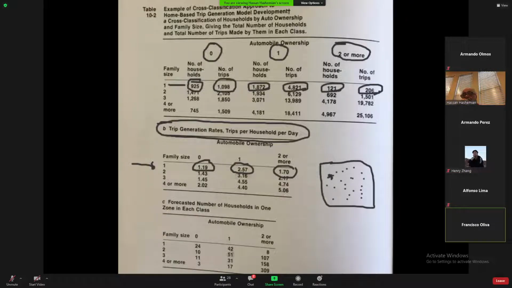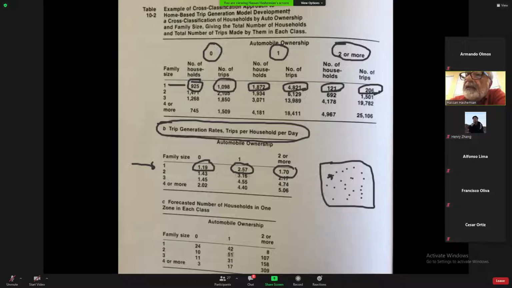Is it because there are fewer houses with 2 cars or more? Yeah, when the sample size is small, anything can happen. For instance, we have only 121 households having 2 or more cars, one person. So it could be just 5 or 10 of those people are retired. They never even go out.